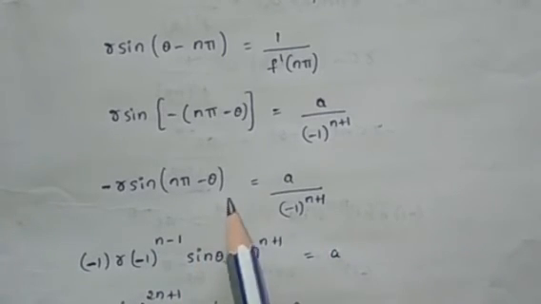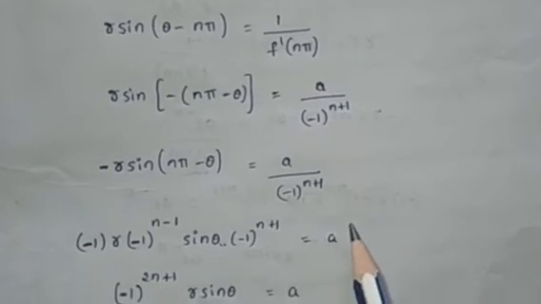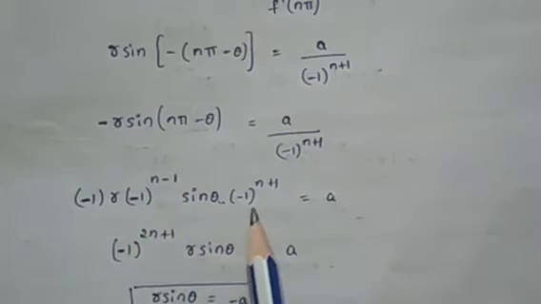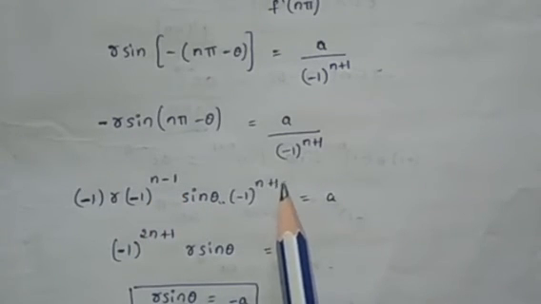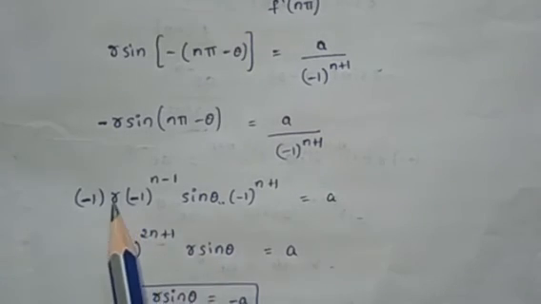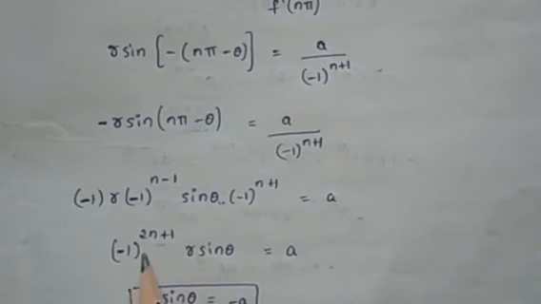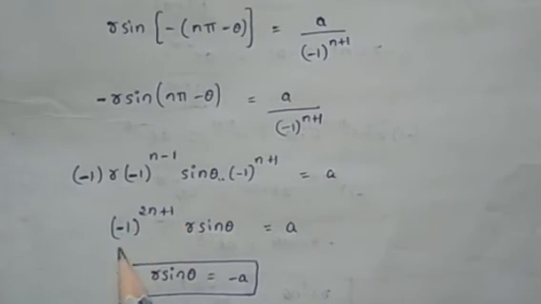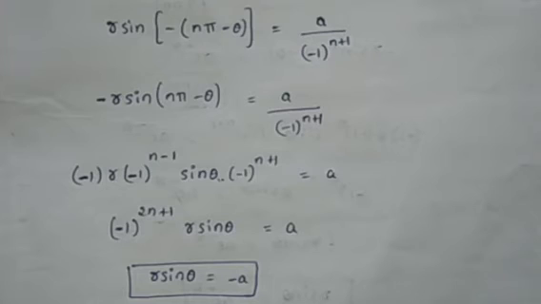Next, if you multiply this to this side, you get (minus 1) whole to the power n plus 1 which is equal to a. Next, (minus 1) whole to the power n minus 1 times (minus 1) whole to the power n plus 1 means (minus 1) whole to the power 2n plus 1 into r sin theta which is equal to a. Minus 1 whole to the power 2n plus 1, that value is minus 1. You get r sin theta which is equal to minus a. This is the required asymptote.